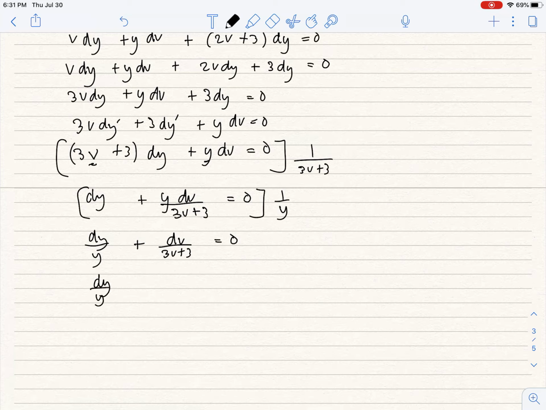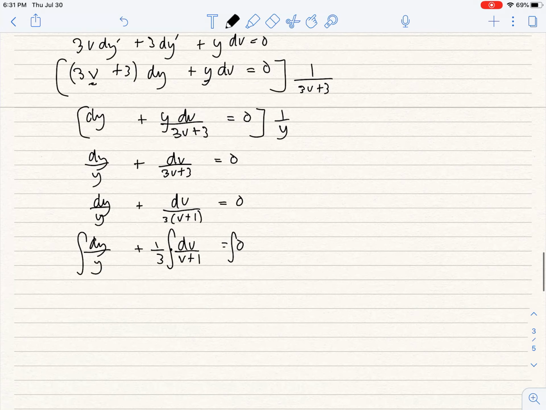So dy over y, just copy, plus dv over 3 multiplied by v plus 1, right? Is equal to 0. Or this is just dy over y plus 1/3 dv multiplied by dv over v plus 1, right? Is equal to 0. Then, we can now integrate. It is easier to see if we factor out the common terms.